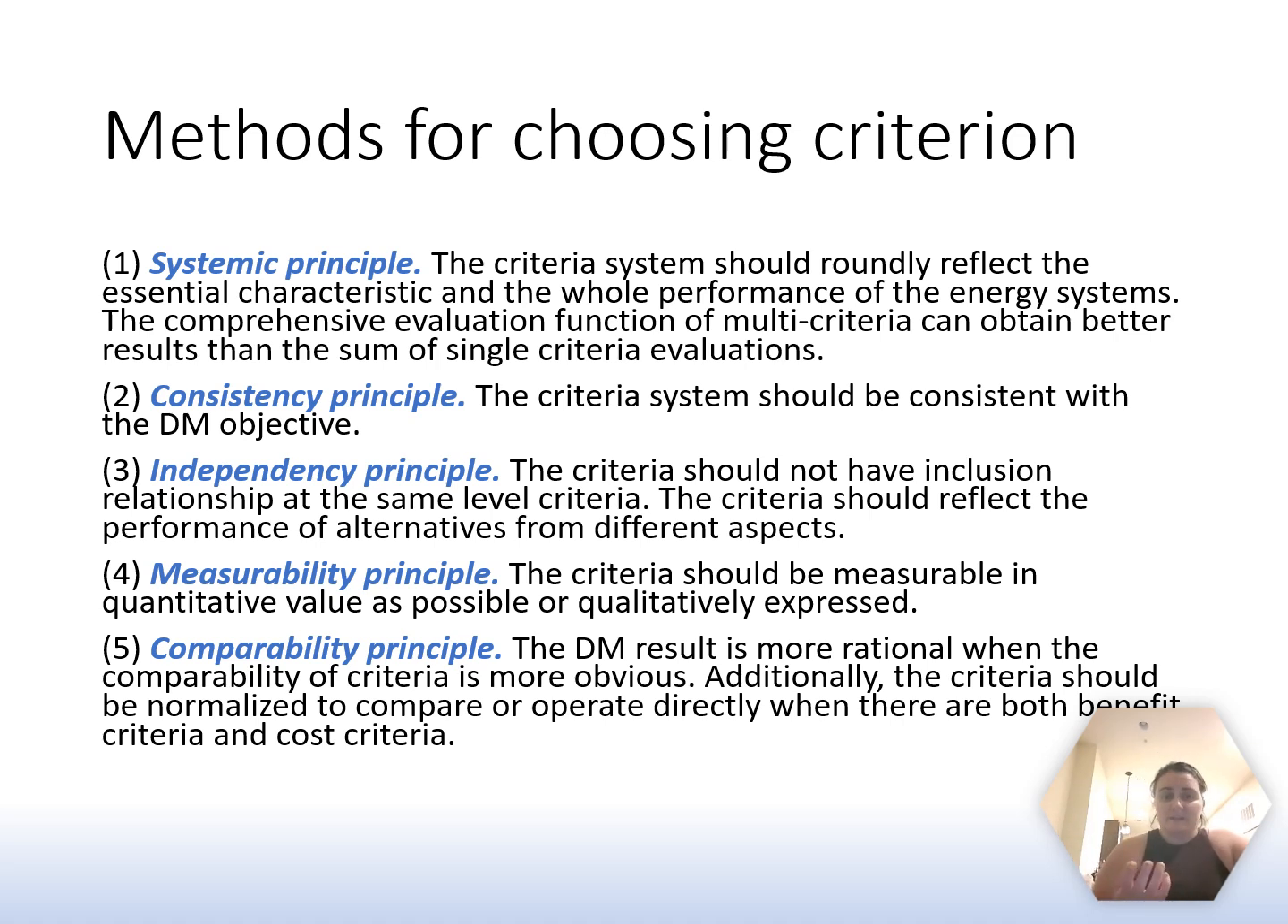You can do measurability, so we need to be able to measure that criteria. Sometimes we have criteria that we want to use in a system, but we can't actually measure them. So measurability might be something important. And then comparability might be one that's important, right? We might be able to get the data for that criteria, but it might be really hard to compare criteria across alternatives. So these are some different methods for choosing different criteria. It's basically a way of thinking about why you would choose the criteria you would choose.